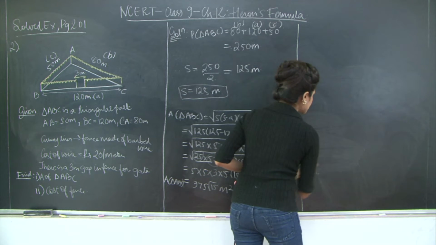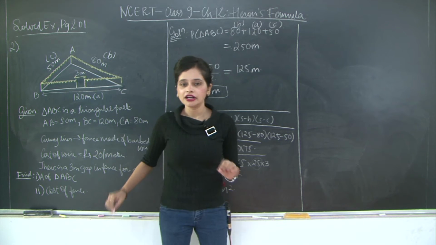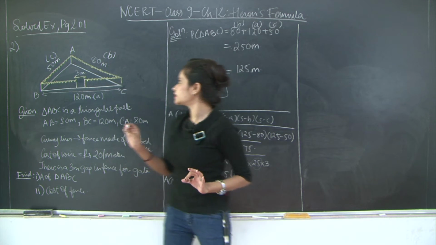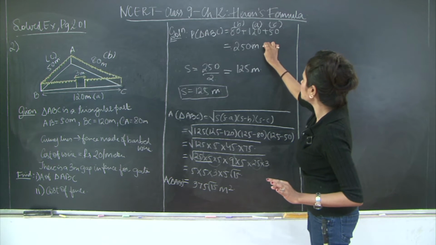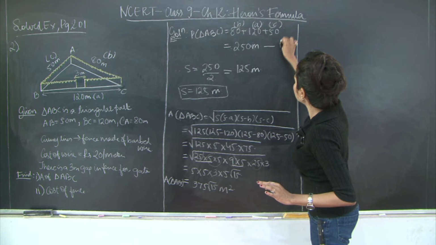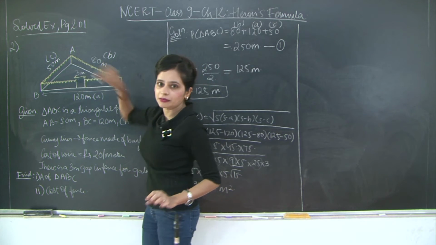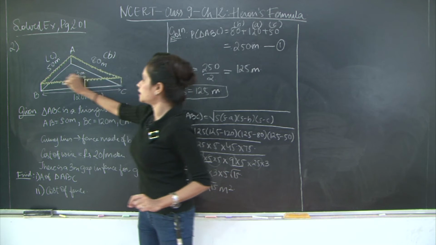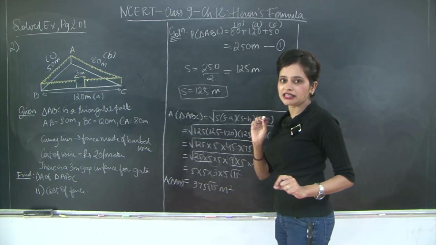I am going to erase this section and we will find the cost of the wire. First of all, we will need to find the perimeter. So we already have the perimeter over here, right? So let's mark the perimeter out here as 1. But we are leaving a gap of 3 meters here. So the length of the wire for the fence would be 250 minus 3 meters, right?